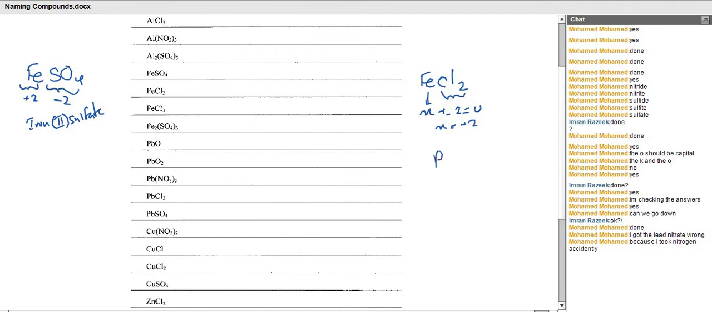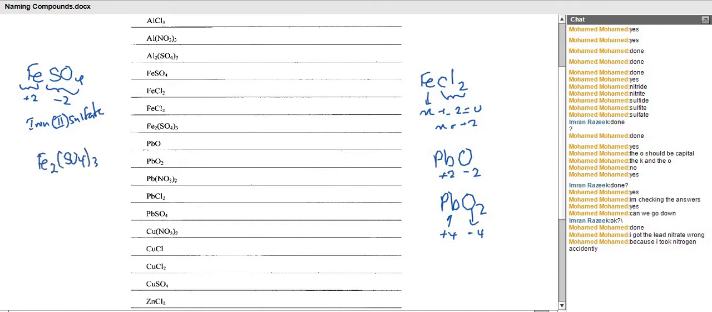Like as if you have one like this, PbO. Oxygen is minus 2, so let this be plus 2. PbO2. Right? Oxygen is minus 2 times 2. Minus 2 times 2 is what? Minus 4. Therefore, lead is plus 4. This is lead 4 oxide. Right? How about this one?